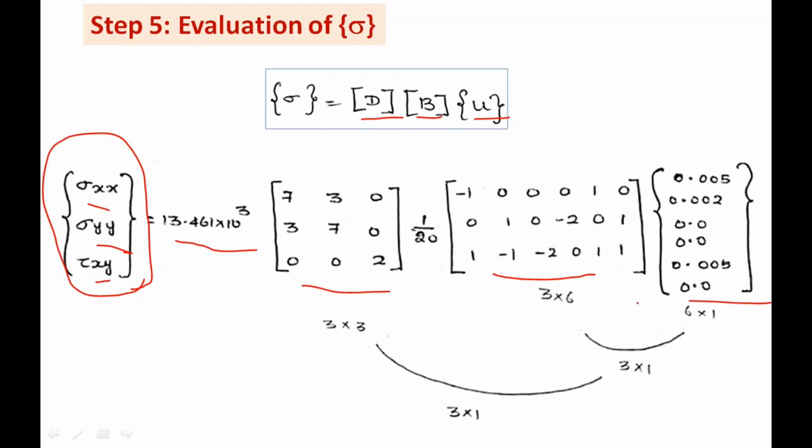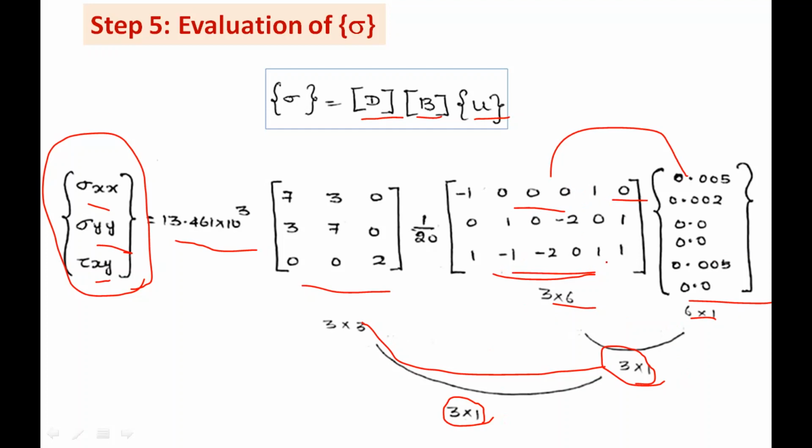Now when you do the multiplication, we are going to do it in the reverse order because it is very easy. We can do it manually without using a calculator. So first we are going to multiply this 3 by 6 matrix with the 6 by 1 matrix. We will get a 3 by 1 matrix. Then multiplying the 3 by 3 matrix with the 3 by 1 matrix, we will get a 3 by 1 matrix. First we will multiply these and these. There are many zeros, so we can easily do the multiplication. We multiply the first row with the U column matrix to get the first element, the second row with the U column matrix to get the second element, and the third row again with the U column matrix to get the third element. That is the 3 by 1 matrix.